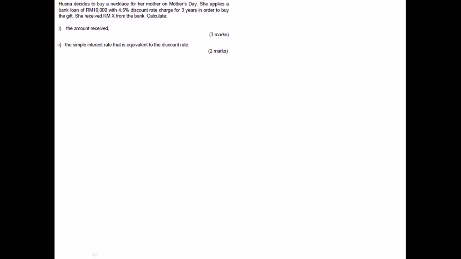Hasna decides to buy a necklace for her mother on Mother's Day. She applies for a bank loan of 10,000 with a 4.5% discount rate charged for 3 years in order to buy the gift. She received RM X from the bank. Calculate the amount received. The amount received is the proceeds. Okay, let's take out the information first. 10,000 is S. 4.5% discount rate, D is 0.045. T equal 3 years.